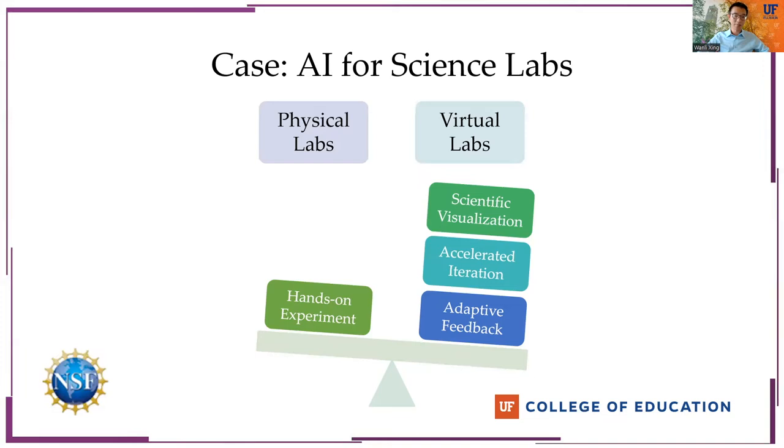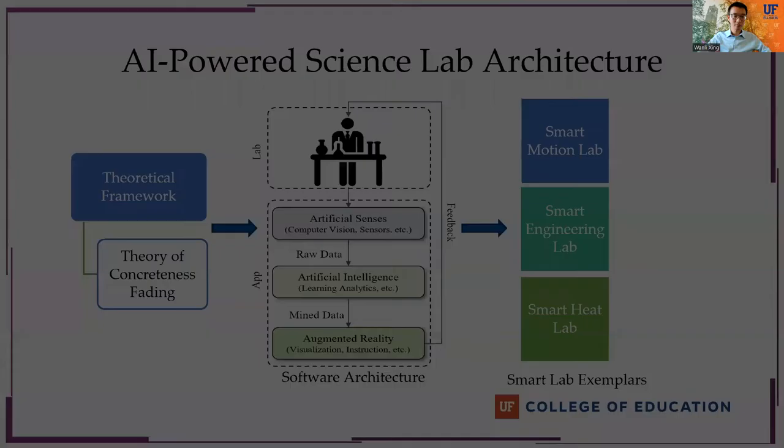One is scientific visualization, because it can produce rich scientific visualization for the scientific labs. And also it can accelerate the experimental process. And because of the virtual environment, it can provide adaptive feedback to the students. So the goal of this project is to learn from the virtual labs and incorporate those affordances into physical labs.